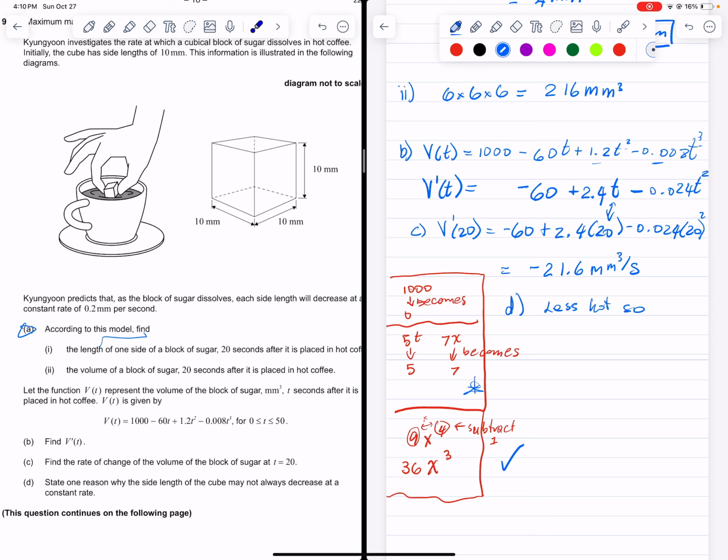So it behaves differently after 50 seconds.